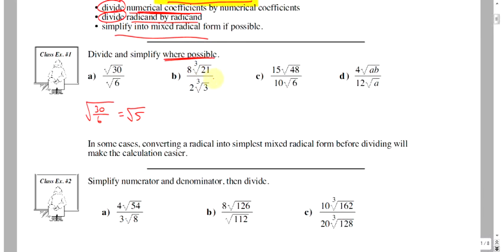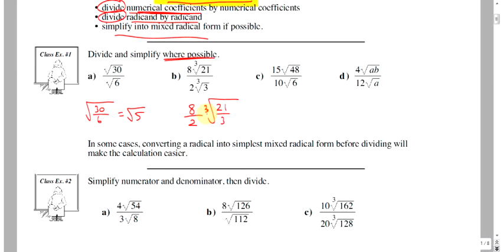Square roots to cube roots. As long as it's the same index, are those the same index? Then I can join them. I have 8 over 2 cubed root. All I'm doing is joining them. I didn't do anything else. That's the cube root of 21 over 3.